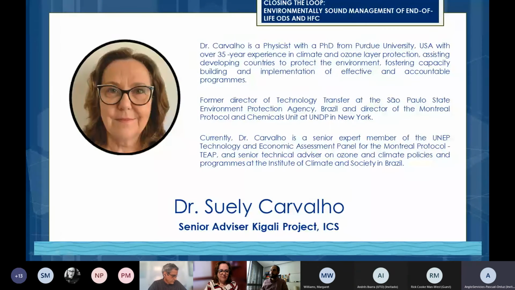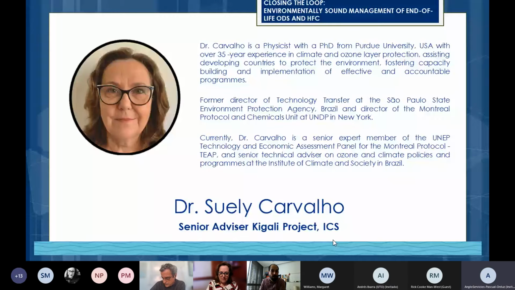Our next presentation is like we've been throughout America today. We've been to Canada, California, Mexico, Colombia, and now we're going to Brazil. The next presentation will be given by Sueli Carvalho and Vital Ribeiro. They'll be telling us about sustainable projects of HFC and ODS management, their end of life. A case study in Brazil.